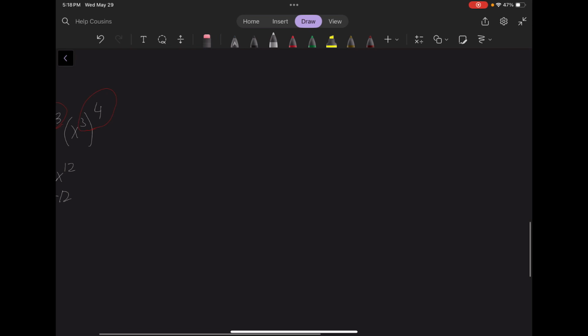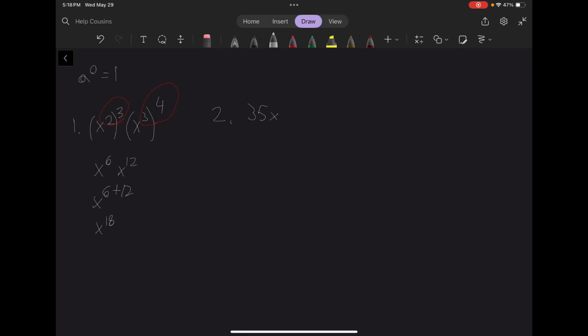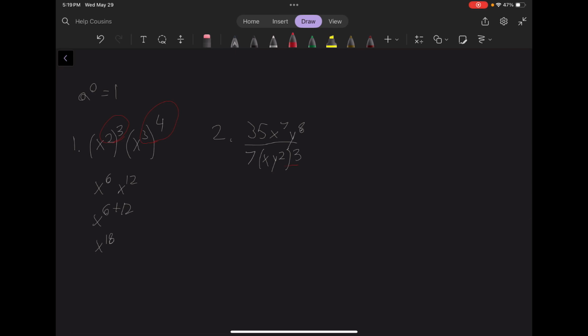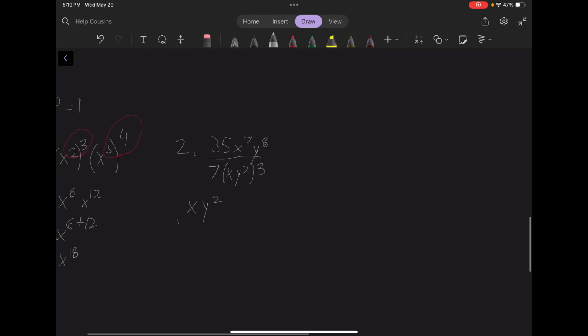Okay, for number 2, we're going to have 35 x to the 7 y to the 8 over 7 times x y squared to the power of 3. So we'll start with the exponents once again. x y squared, all to the power of 3.